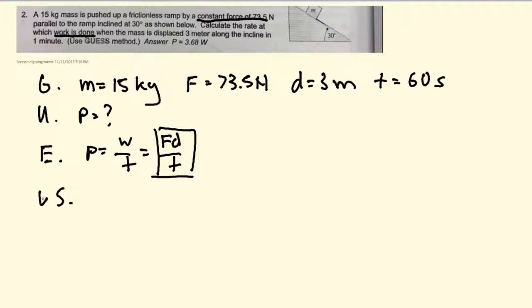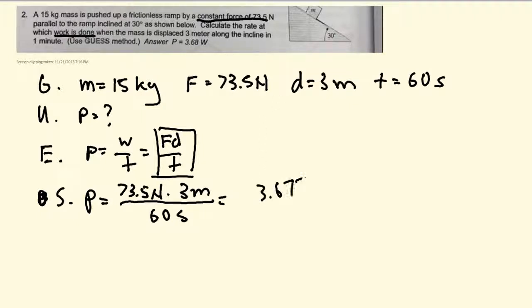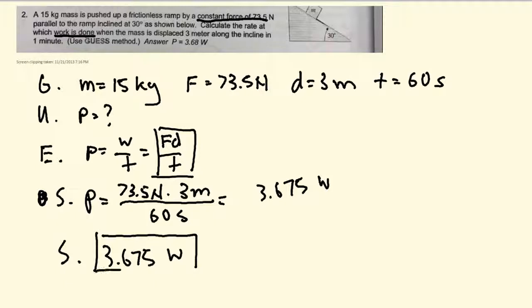What's next? Substitute. So power is equal to the force, which is 73.5 newtons, times the displacement, which is 3 meters, over time, which is 60 seconds. And that is going to bring you to 3.675 watts. So again, keep in mind this question is a pretty bad question. They want you to find the work done by the constant force.